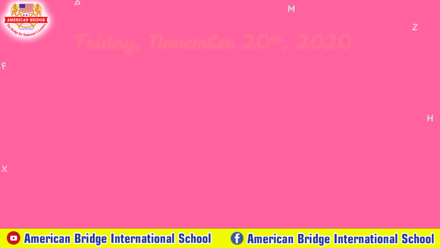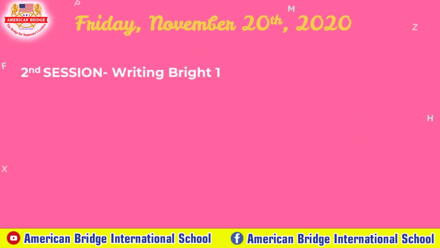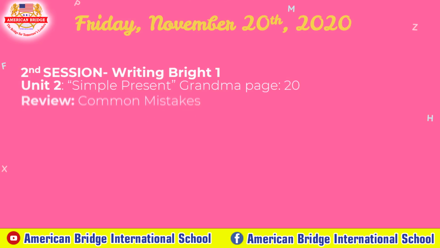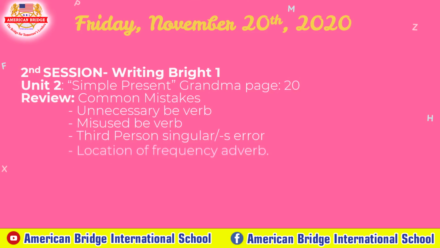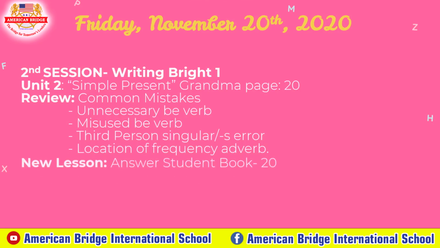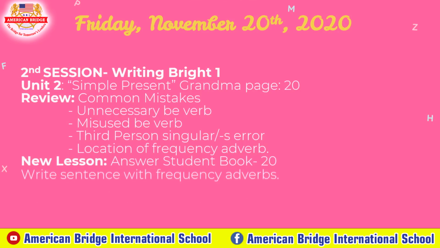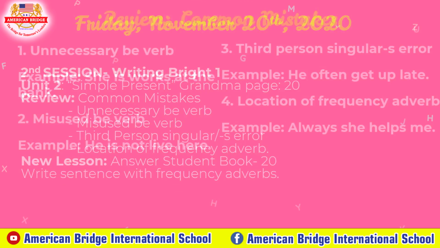And for our second session, everyone, we are going to study Writing Bright 1, Unit 2, Simple Present, Grammar, page 20. We are going to review also the common mistakes from our previous lesson. We have unnecessary be verb, misuse be verb, third person singular or singular's error, and location of frequency adverb. And also our new lesson for today, we are going to answer the student book on page 20. Write sentences with frequency adverbs.